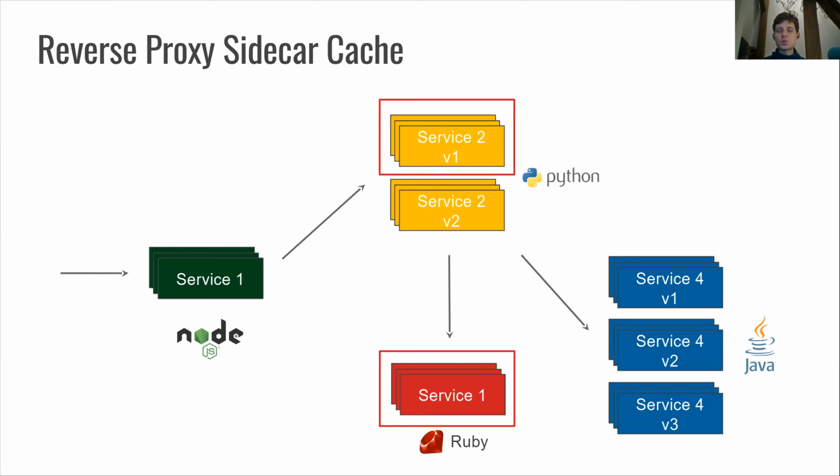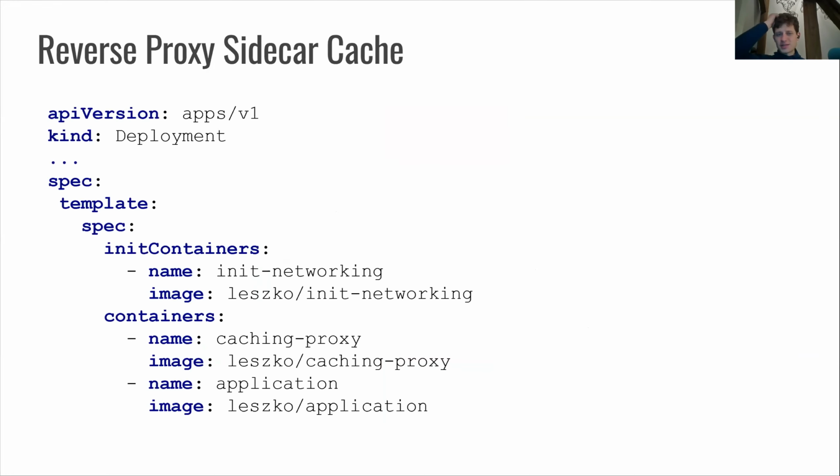So how would it look in Kubernetes? Starting from the bottom, you have your application container, then you need this caching proxy container, which contains the cache server and intercepts the traffic. We also need some init networking to change the IP route table so that the traffic is not received by the application, but by this caching proxy.